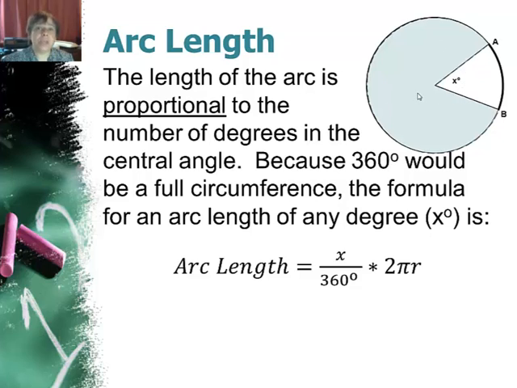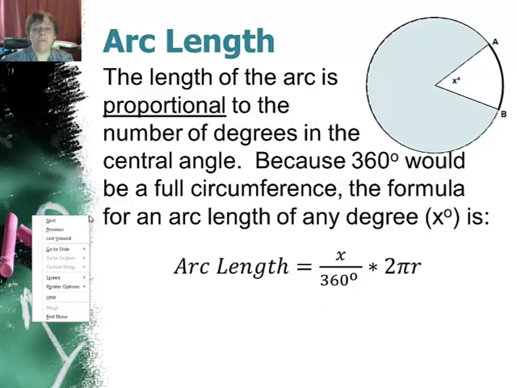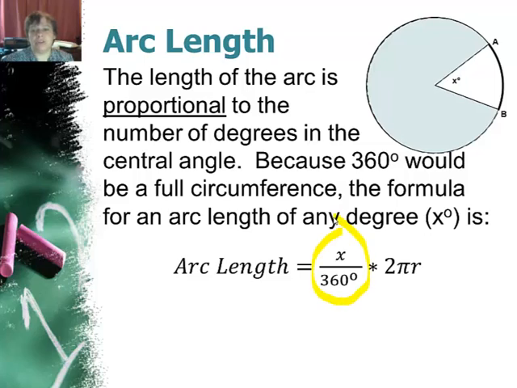Since the whole thing is 360, all I have to do is figure out what fraction this angle is of the whole circle. So you end up with x over 360 times the circumference. So you have this fraction right here.